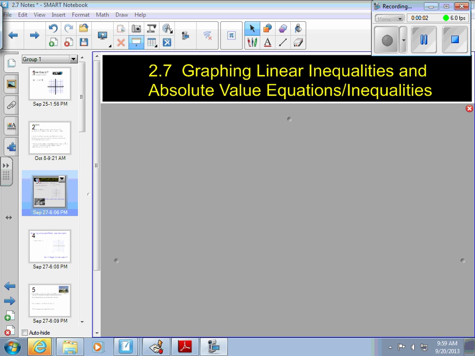So far in Chapter 2, we've looked at graphing equations. Today we're going to look at graphing inequalities when you have less than or greater than symbols, and also the same with absolute value.